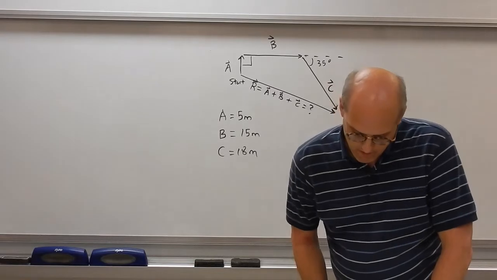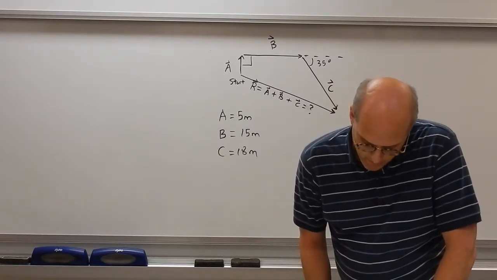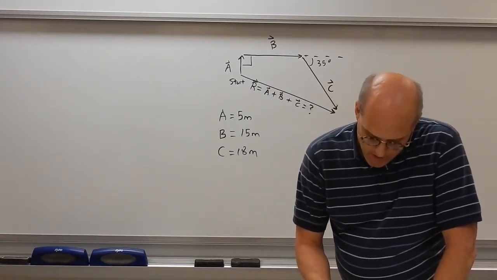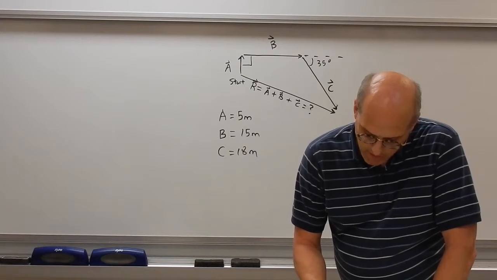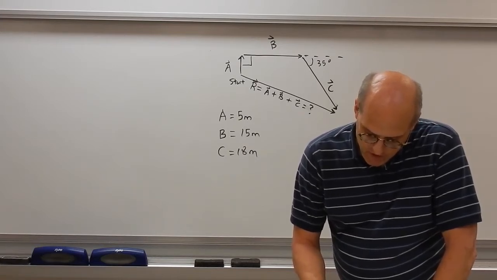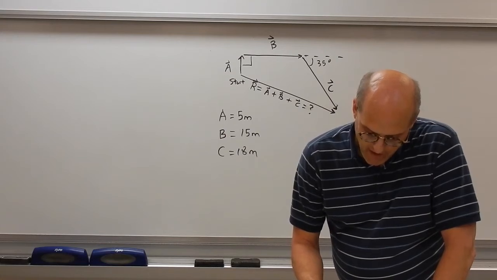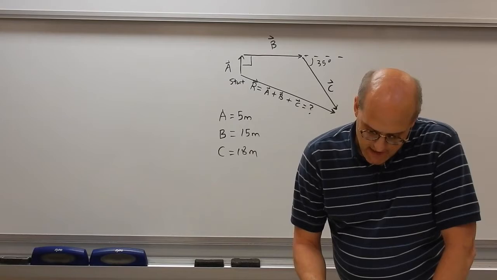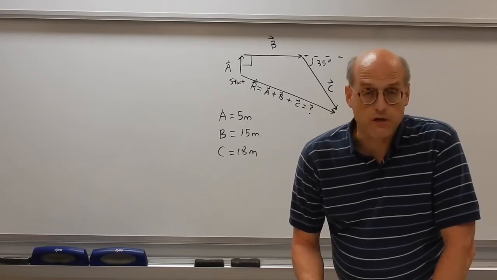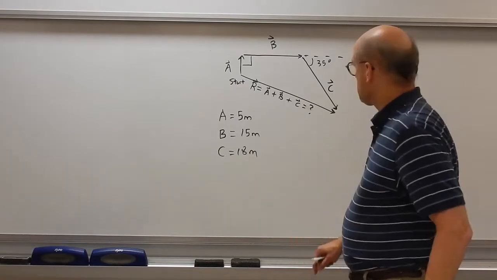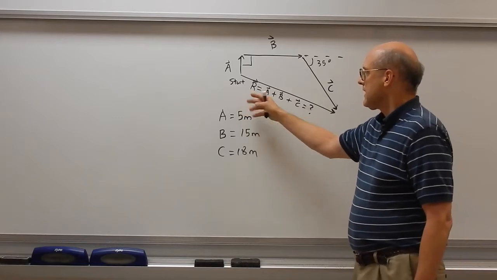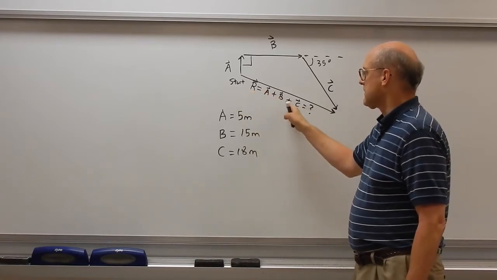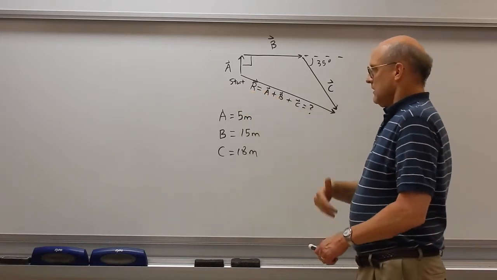Chapter 1, problem number 43. A football player runs the pattern given in the drawing by the three displacement vectors A, B, and C. The magnitudes of these vectors are A is 5 meters, B is 15 meters, and C is 18 meters. And we're supposed to use the component method to find the resultant, which I'm calling R. That's equal to vector A plus vector B plus vector C.